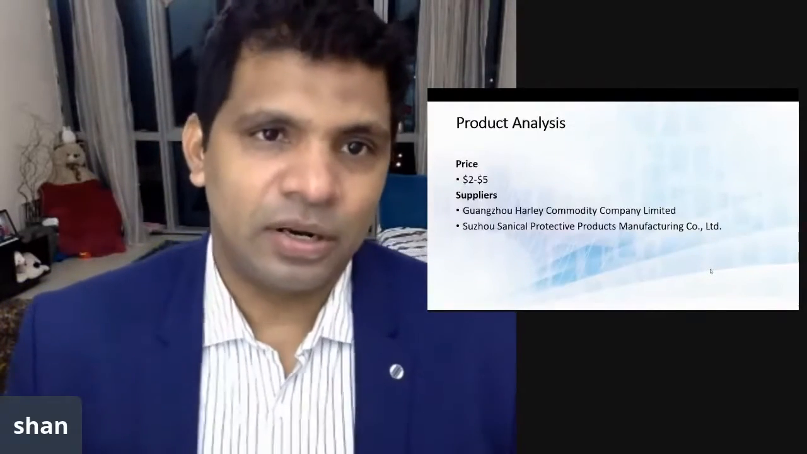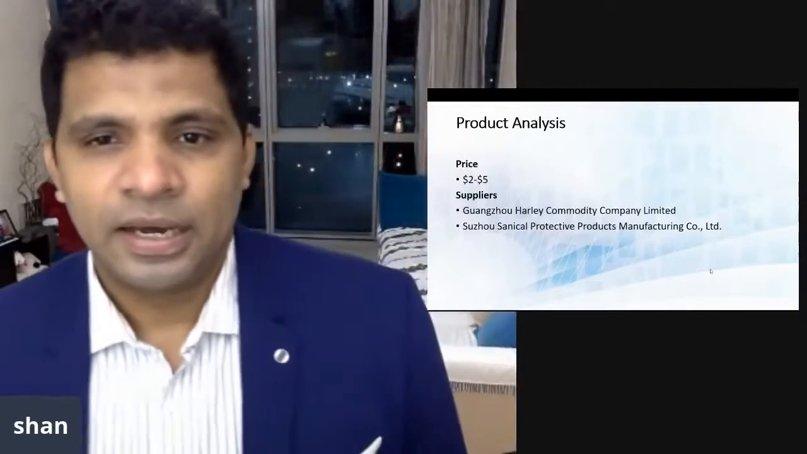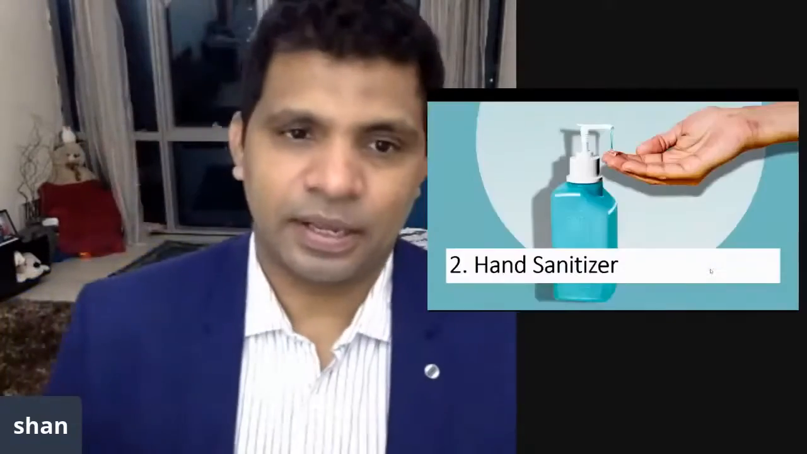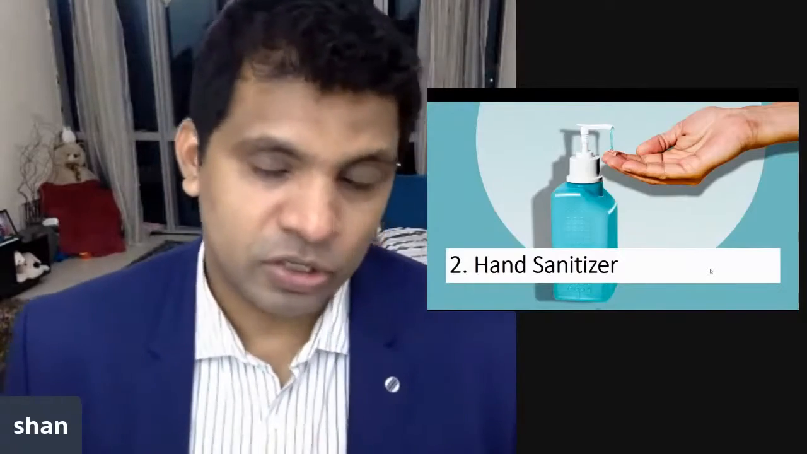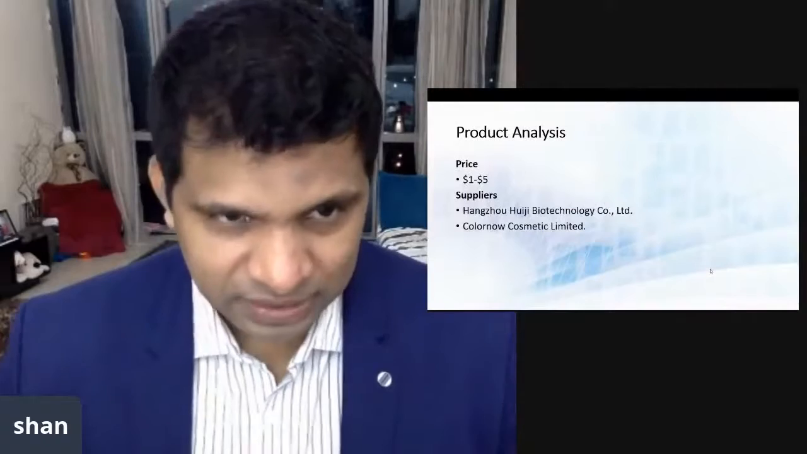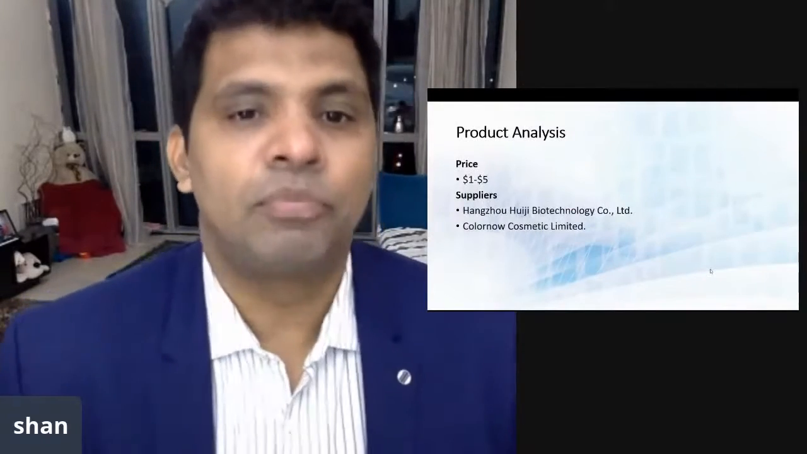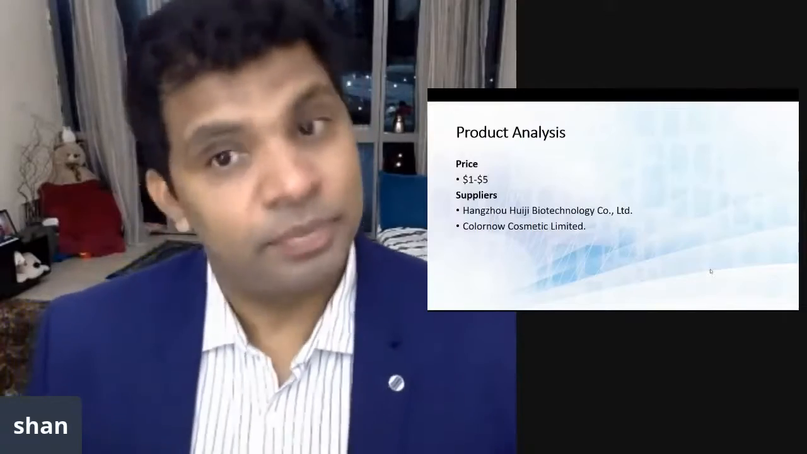The price was approximately $2 to $5. They had a price range and were selling in boxes. That's the price they were selling at. Then the second one is hand sanitizer. This also did very well, at $1 to $5 from different companies. Actually, I put the companies' names as well. You can search for them and source from them. They also have a dropship arrangement.